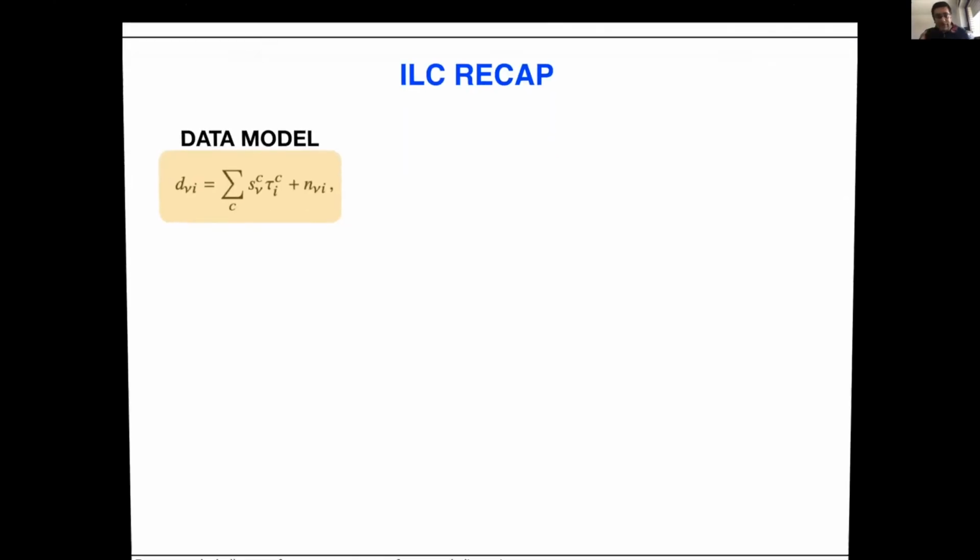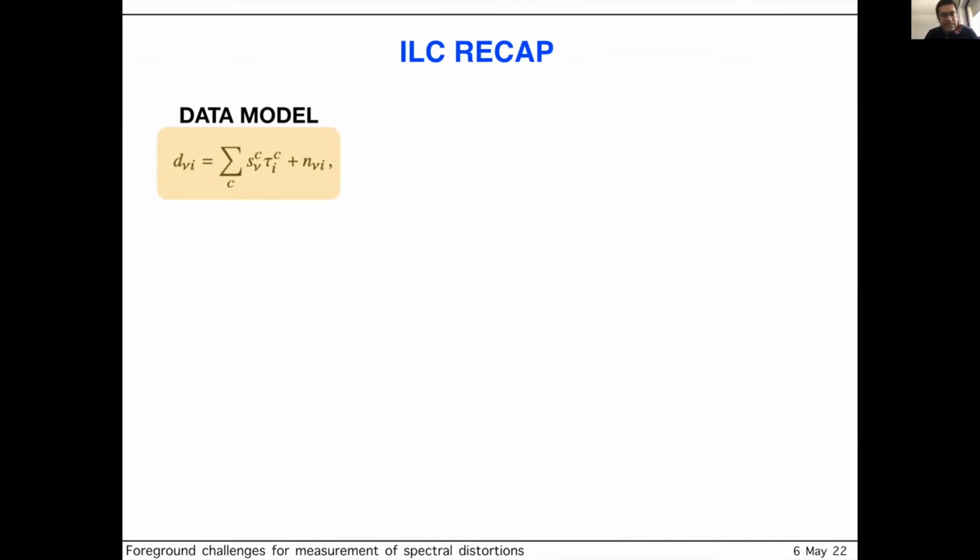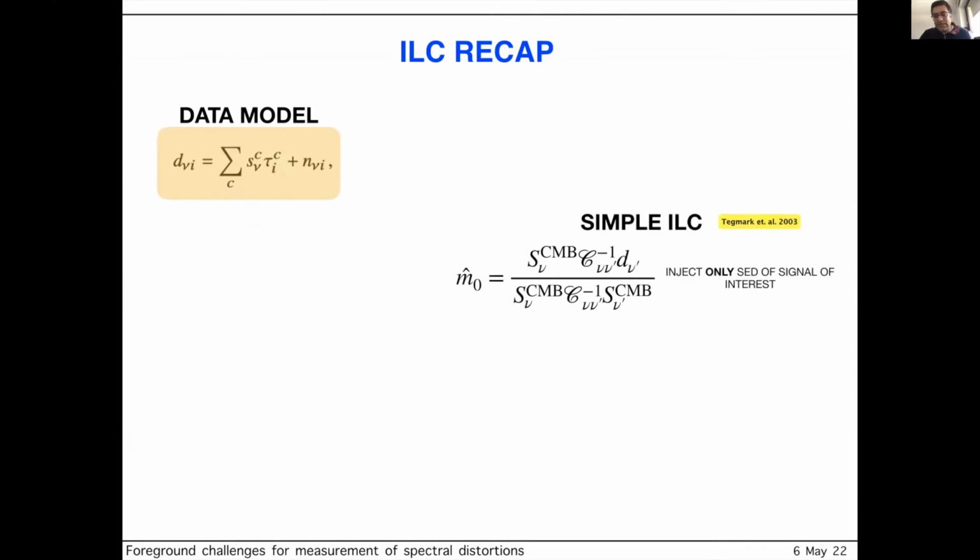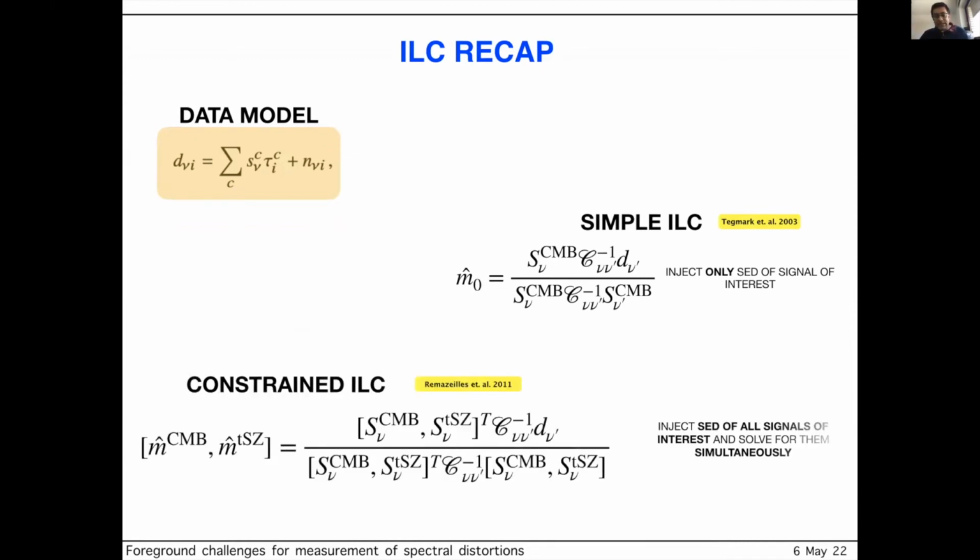Now, a very quick recap of the ILC. If you have the data, which is characterized by C being the components, which have all different spectral SEDs, and tau being the maps, then you can write a simple ILC solution. If you just want to solve, let's say, for the CMB, you would put in the CMB spectrum there, and this gives you a solution to the map. Now you can generalize this to saying, I want to solve simultaneously for the CMB and tSZ while nulling the contamination between these two components. And you can show that you can construct a filter like this, which achieves exactly that.